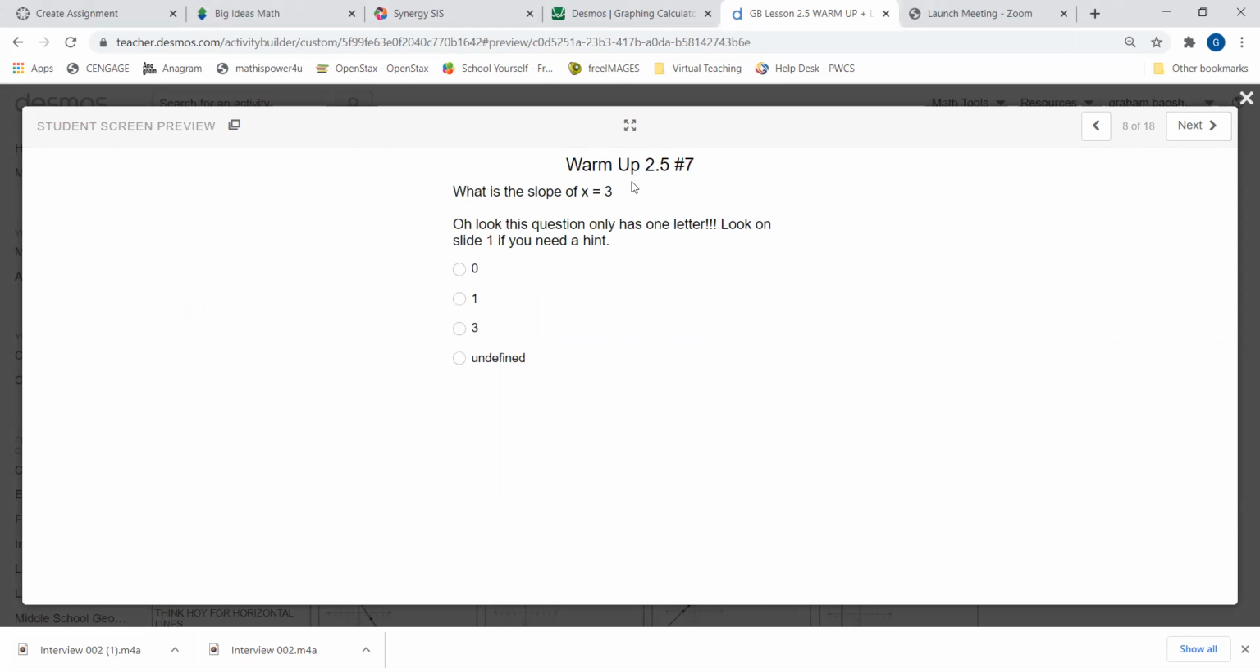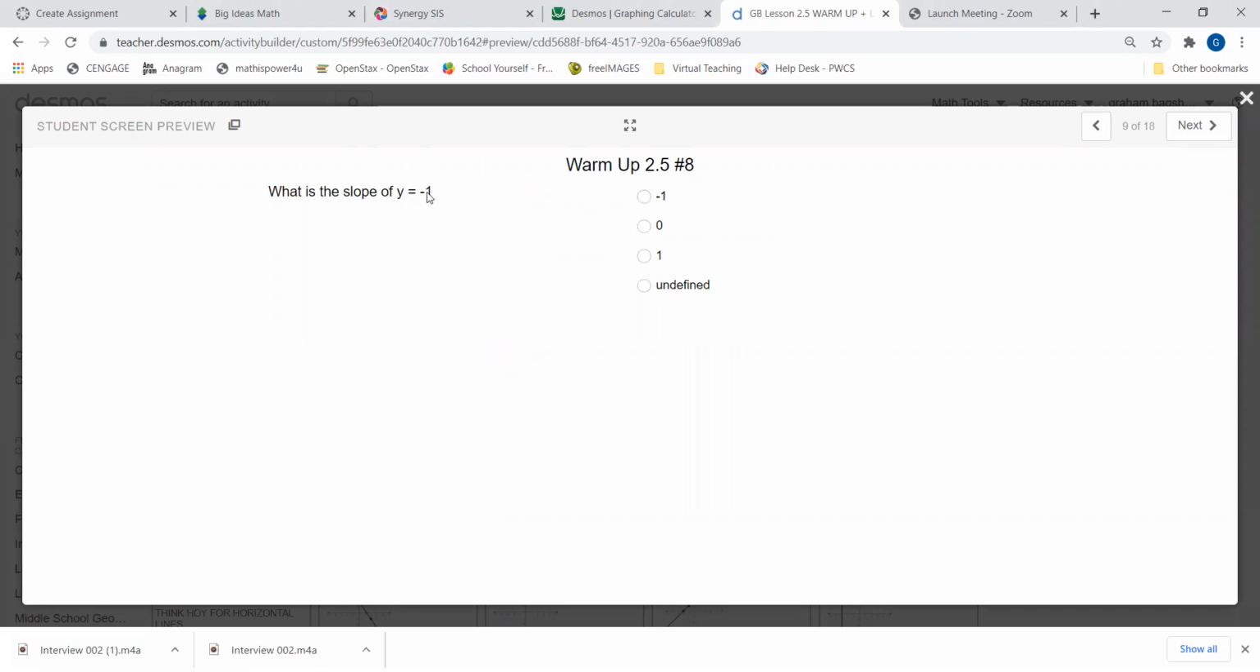What is the slope of x equals 3? Very tempting to want to pick 3 for this answer. Possibly tempting to want to pick 1x like we talked about earlier for this one. Now, there is a clue, though. Look at this question. It only has one letter. Look on slide 1 if you need a hint. So slide 1 talks about Hoy and Vux again. So think about which one has the x in it. So that should be Vux. And then you can look at the middle letter to figure out what the answer is going to be. So you should select undefined for that question. And I'm just going to quickly clear all the notes from that. So you'd click undefined for that question.